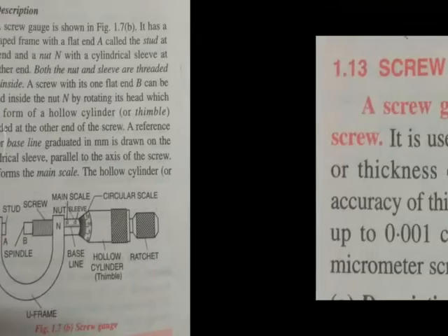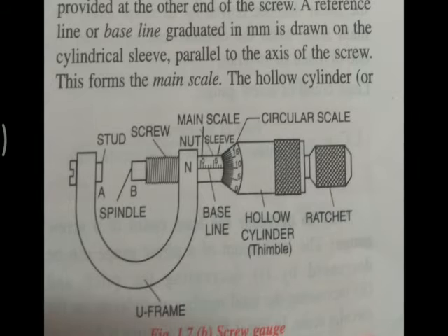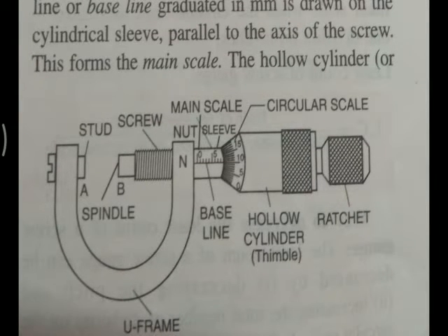So next comes the description. Over here the diagram is given. This is the construction diagram of the screw gauge. It has stud A, that is fixed, and a screw, right? And the screw has a nut, then it has a sleeve, circular scale, and ratchet, right? With the help of the ratchet, we move the ratchet, and the circular head will move on the sleeve, right? And when it moves on the sleeve, the screw will move, and so B will move towards A, right?